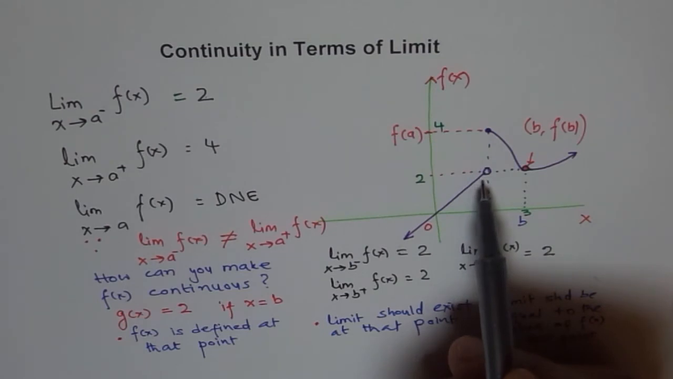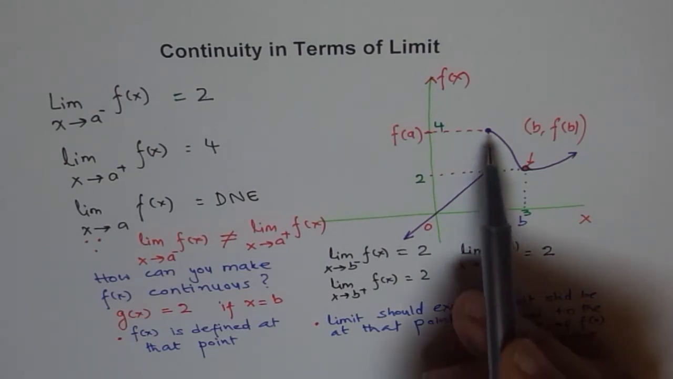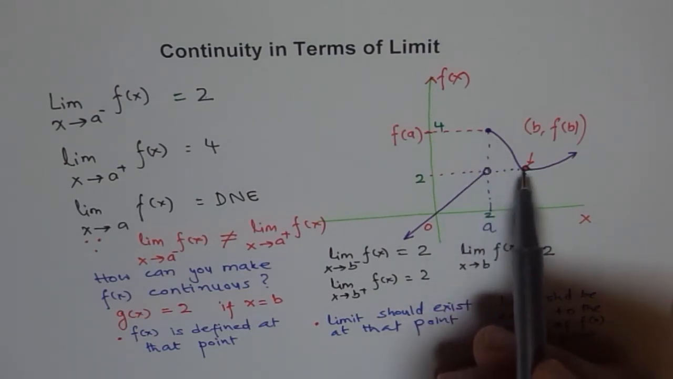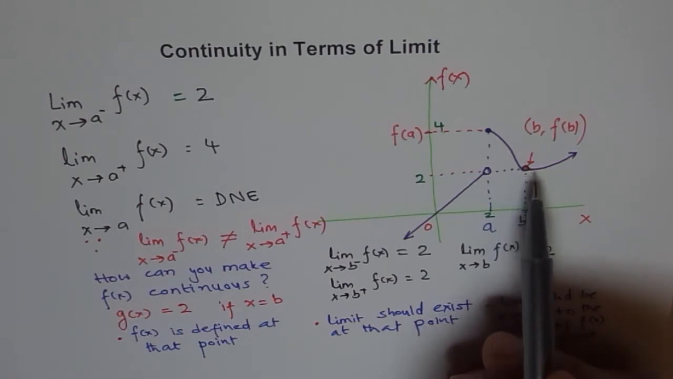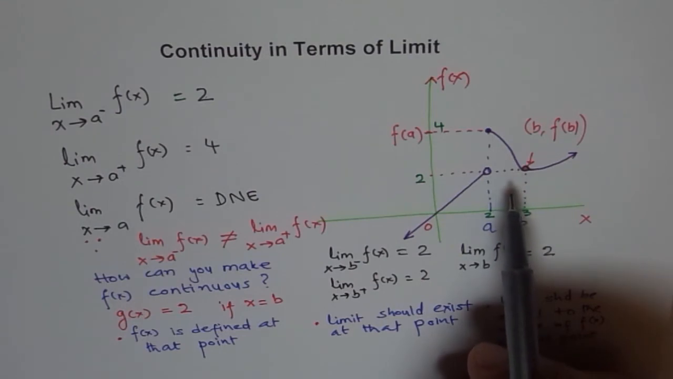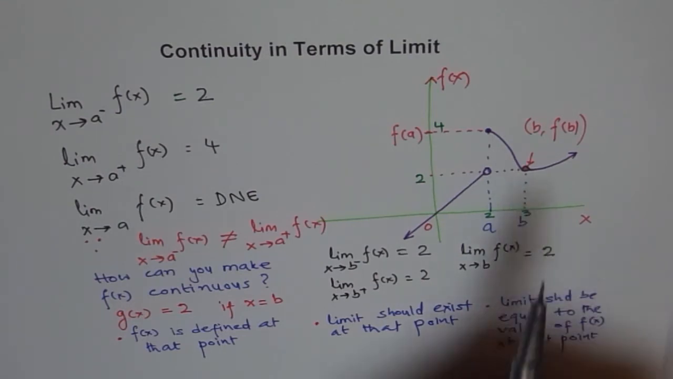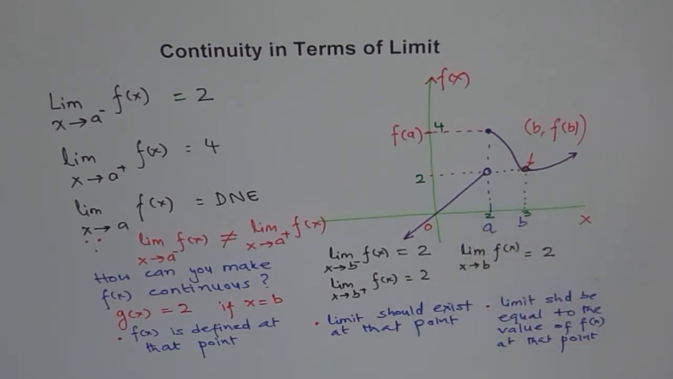We'll talk about three different types of discontinuities. One is a jump, second is the hole, and the third one is infinite, which you see in the reciprocal function, a vertical asymptote kind of. We'll discuss those in different videos. But here my emphasis is more on continuity in terms of limits. I hope you appreciate and understand it.